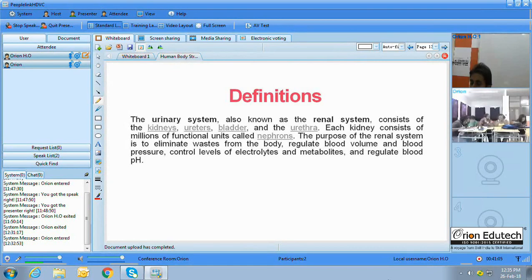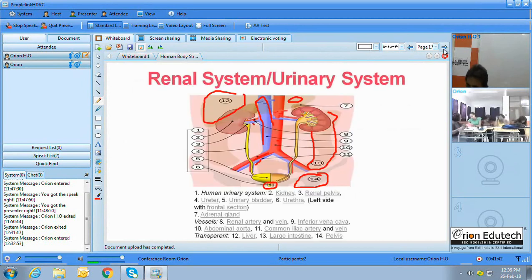Are you writing this definition? Yeah. Okay. Let me know when it's complete. Sir, yes? I want to know the difference between the urethra and the uterus. Urethra. The difference is... Yes. Or their function.